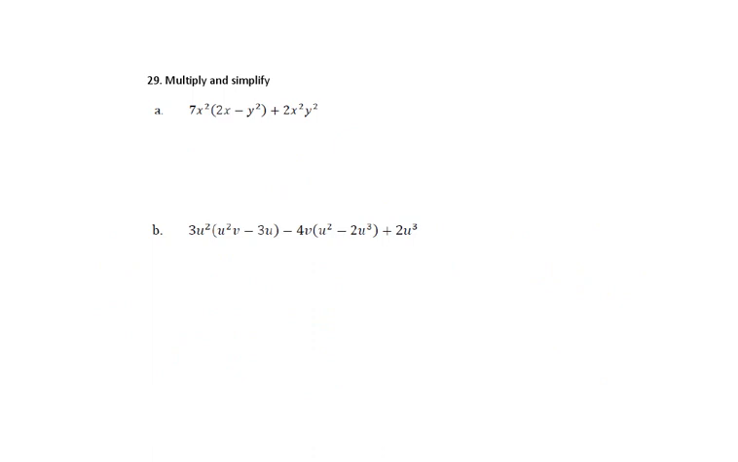Number 29 would like us to multiply and simplify. The trick is to multiply numbers but add letters. So 7 times 2 is 14. 2 plus 1 is x^3. Then 7x^2y^2 plus 2x^2y^2. We're still going to combine like terms, and the last ones are the only like terms. So your answer is 14x^3 minus 5x^2y^2.